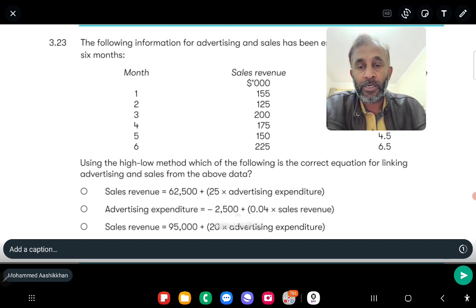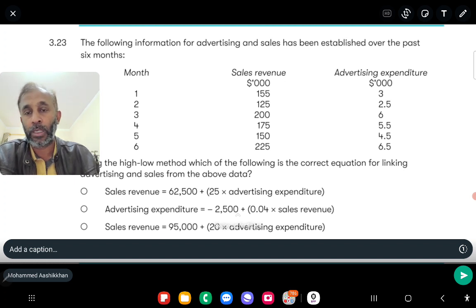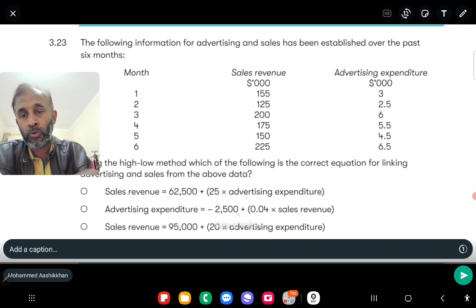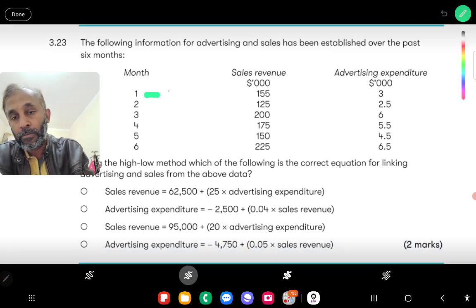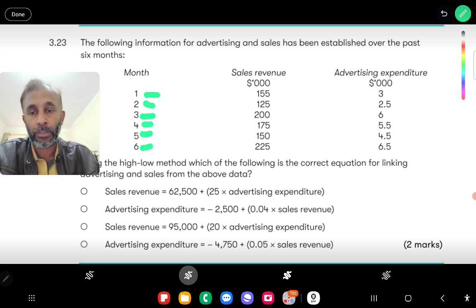This is on a question to classify the fixed cost and the variable cost using one simple method, the high-low method. So let's go through the question. The following information for advertising and sales has been established over the past 6 months. They have given you the months, month 1, 2, 3, 4, 5, 6, and they have given you sales revenue and advertising.